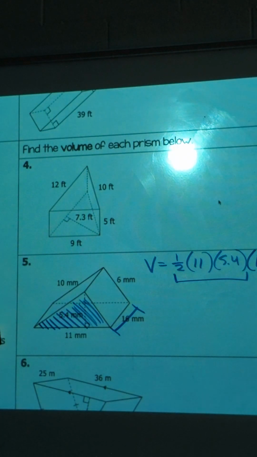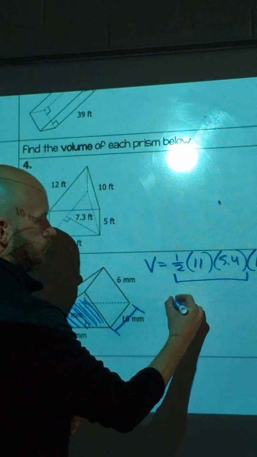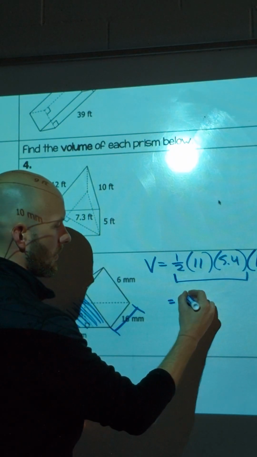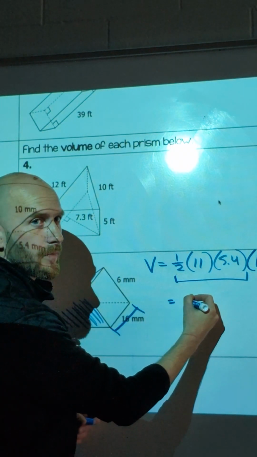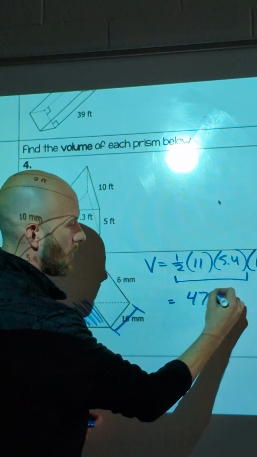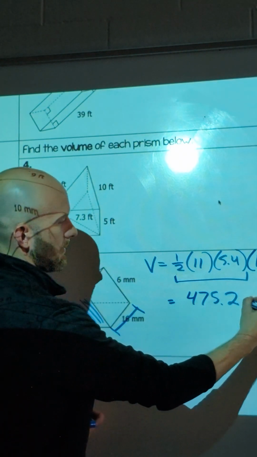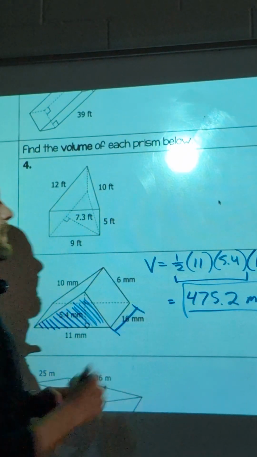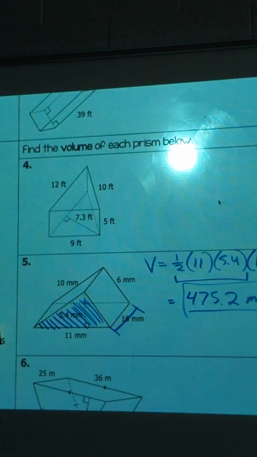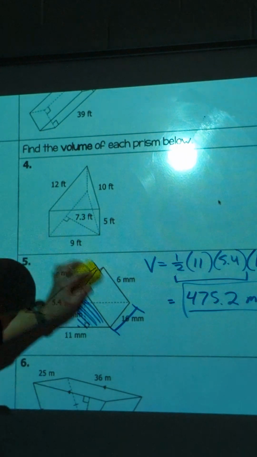What's the big answer? Is it 2851.2? No. Was it 7? 475.2. 475.2 millimeters cubed. Yeah, now I got 475. All right, we'll try number 6 then.